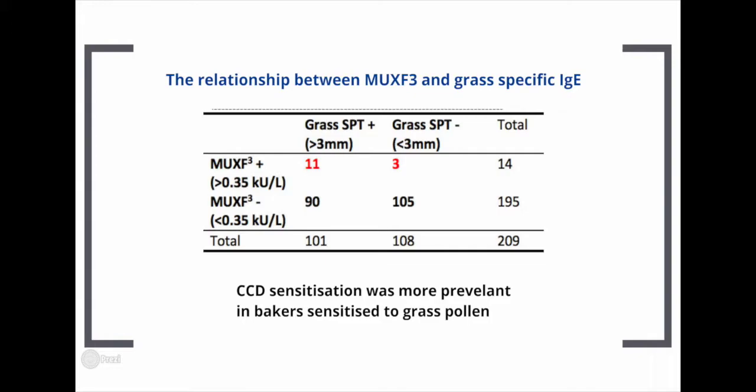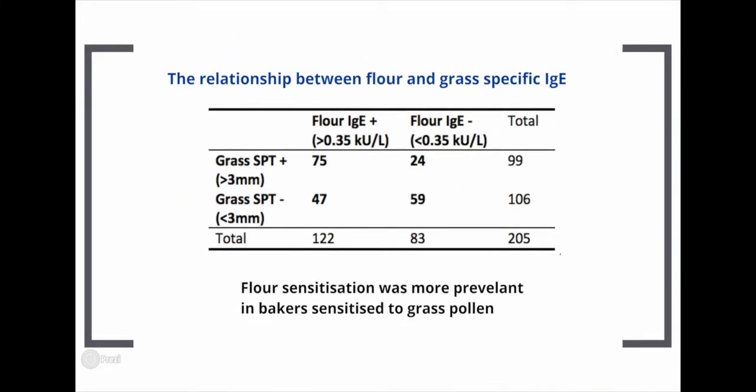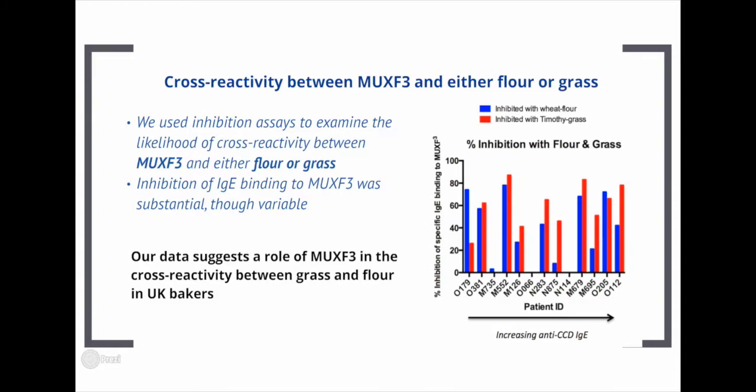We then looked at the relationship between MUXF3 and grass sensitisation, and we found that CCD sensitisation was more prevalent in bakers sensitised to grass pollen than those not sensitised to grass pollen. Looking at the relationship between flour and grass sensitisation, we further found that flour sensitisation was more common in those bakers sensitised to grass pollen than in those unsensitised. So we're starting to build a picture suggesting a degree of cross-reactivity between flour and grass, and some further evidence that CCDs may be the root cause of this cross-reactivity.